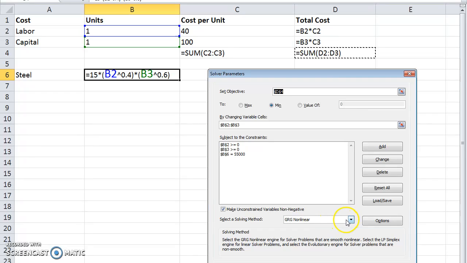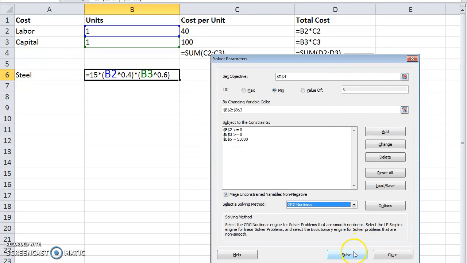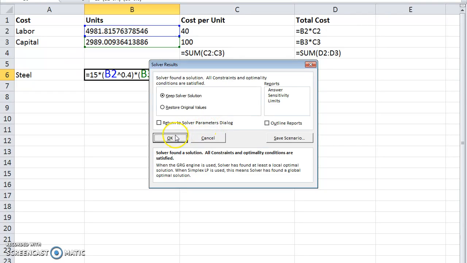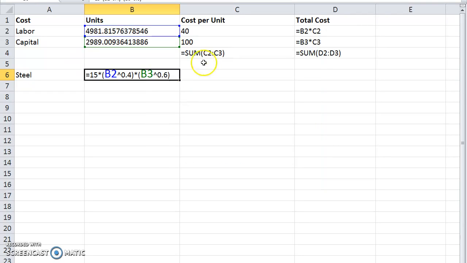Now, last chapter we were doing simplex linear programming, but this is a nonlinear programming problem because the steel function is clearly nonlinear. We have the 0.4 power and 0.6 power, which is not linear. It's a more complicated two-variable problem. So then we just go ahead and click solve.